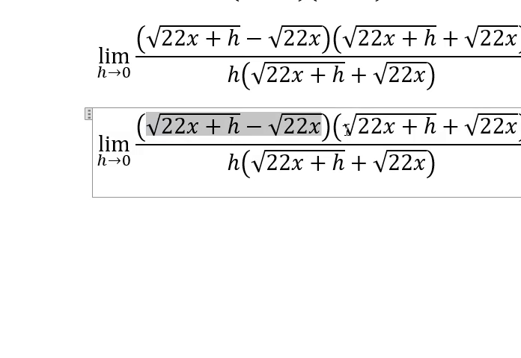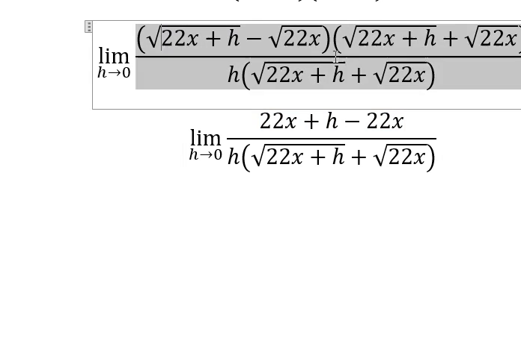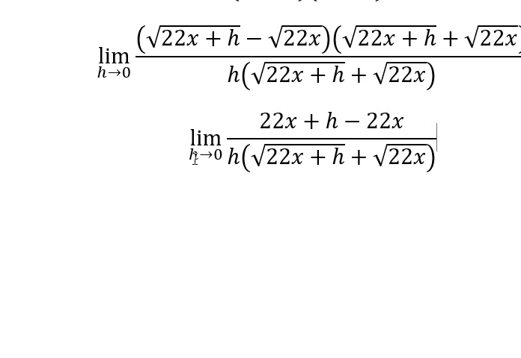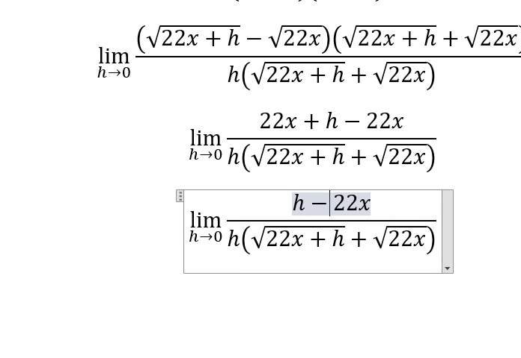So for this one, we have 22x plus h minus 22x, because we just transform this one into this one. 22x minus 22x we cancel. h divided by h we cancel.